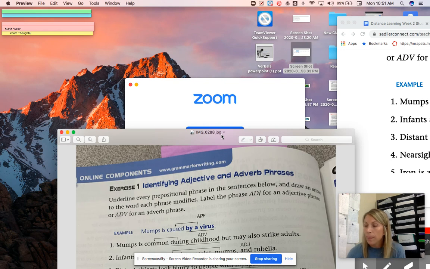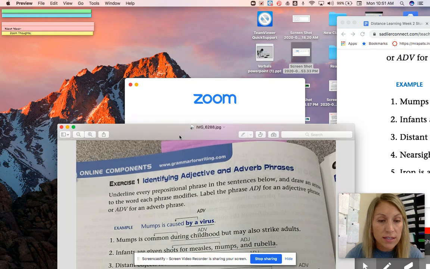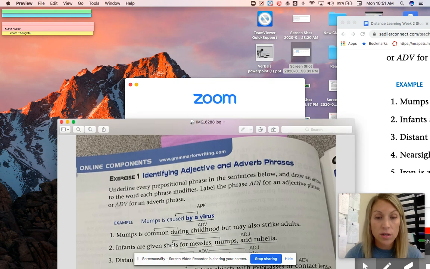Number 2, your prepositional phrase is for measles, mumps, and rubella. And that is telling you what you're given shots for. Shots is a noun, so that makes this prepositional phrase an adjective. I'm pausing so you can put a mark beside it if you don't understand.